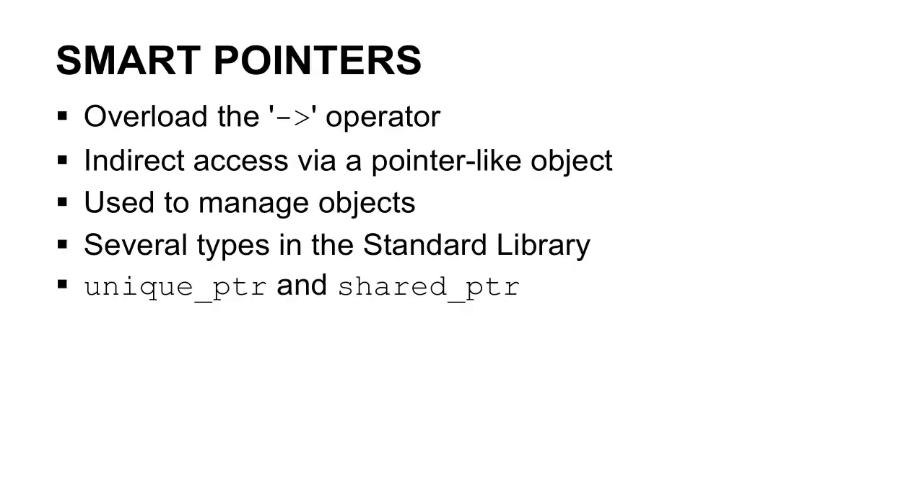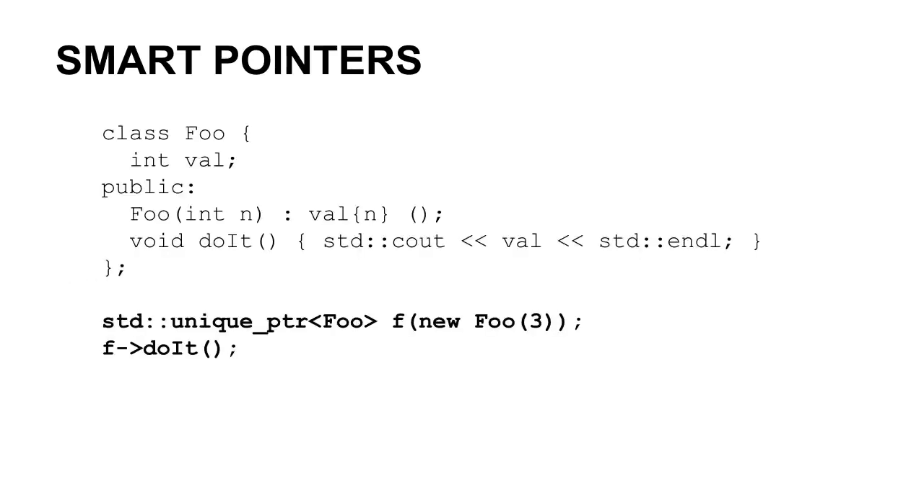Smart pointers are used to manage objects, overloading the arrow operator to provide indirect access via a pointer-like object. The use of template classes means that generic smart pointers can be used to manage a wide range of different types of objects. The standard library now provides several types of smart pointer. In particular, unique pointer and shared pointer, which are very widely used. Here we see an example, a simple class foo that contains a single data value. An instance is passed to a unique pointer, which gives access to foo's members through the arrow operator, and which also deletes the instance when the unique pointer goes out of scope.